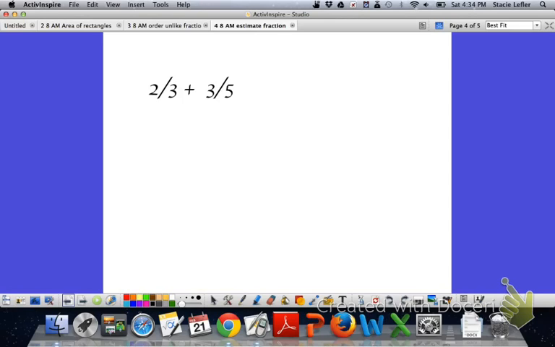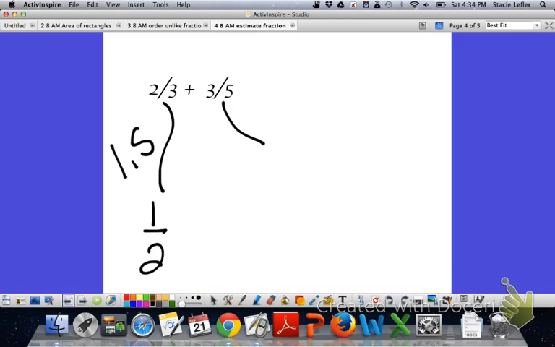We can round to 0, half, or 1 and find the sum of 2 different fractions. So half of 3 would be 1.5. 2 is pretty close to 1.5. It's only half a number away, and it's a whole number away from 3. So I'm going to round 2/3 to 1/2.